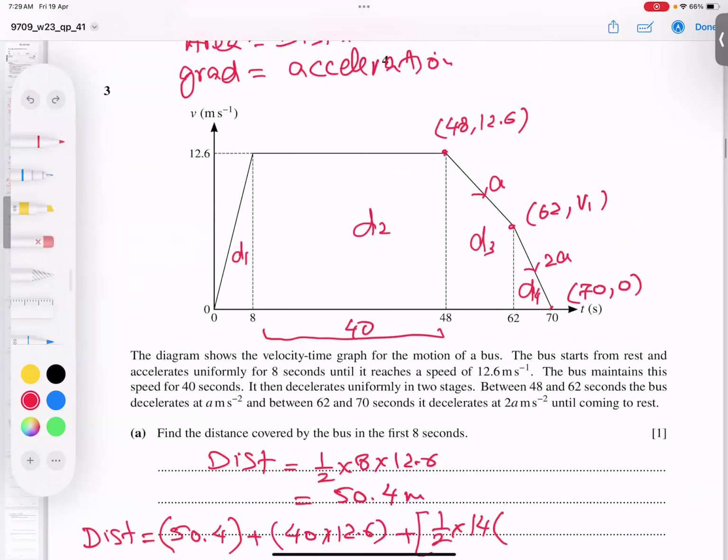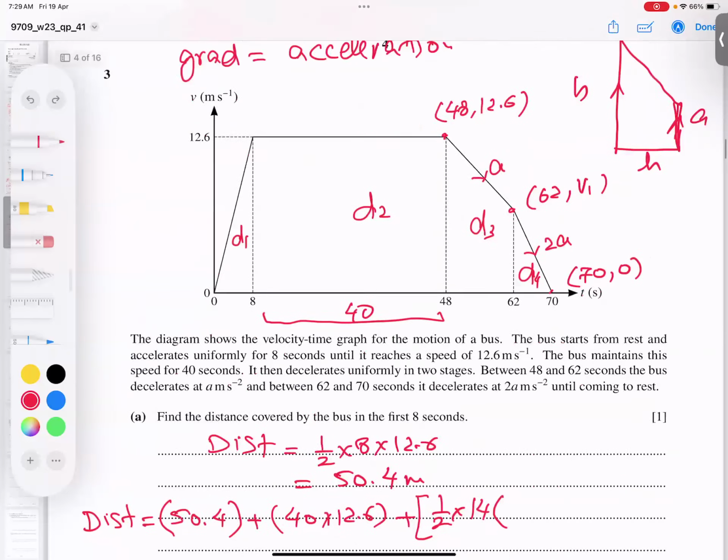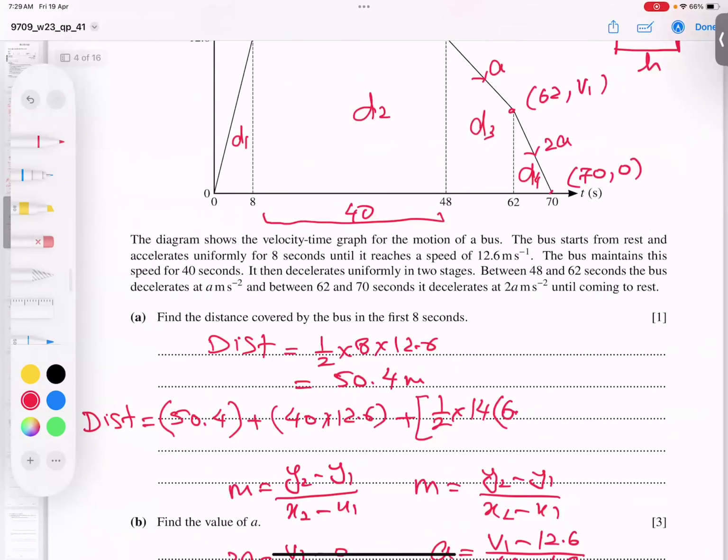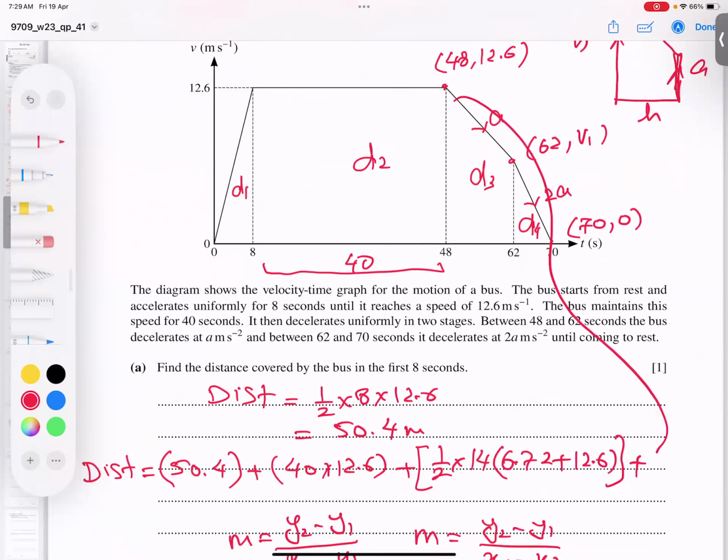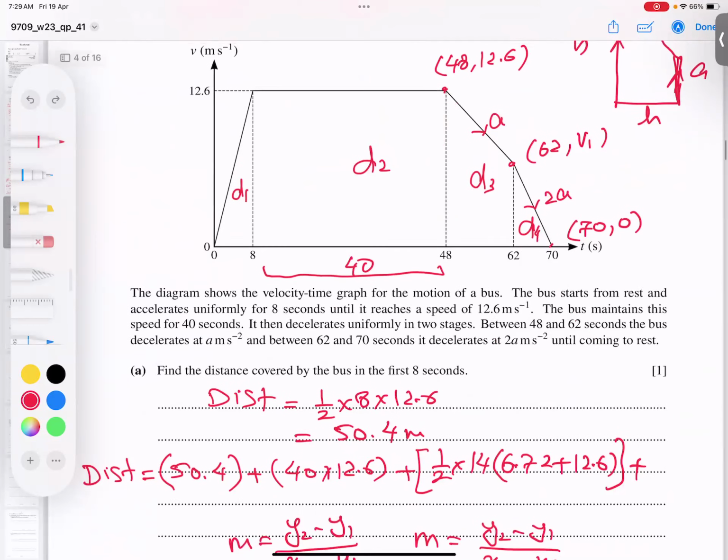Look, I show again, the trapezium shape is like this. This is called A, this is called B, and this is called H. And A is, I just got 6.72, correct. And what is the height? This is B, which is 12.6. Plus, now talk about the last triangle.